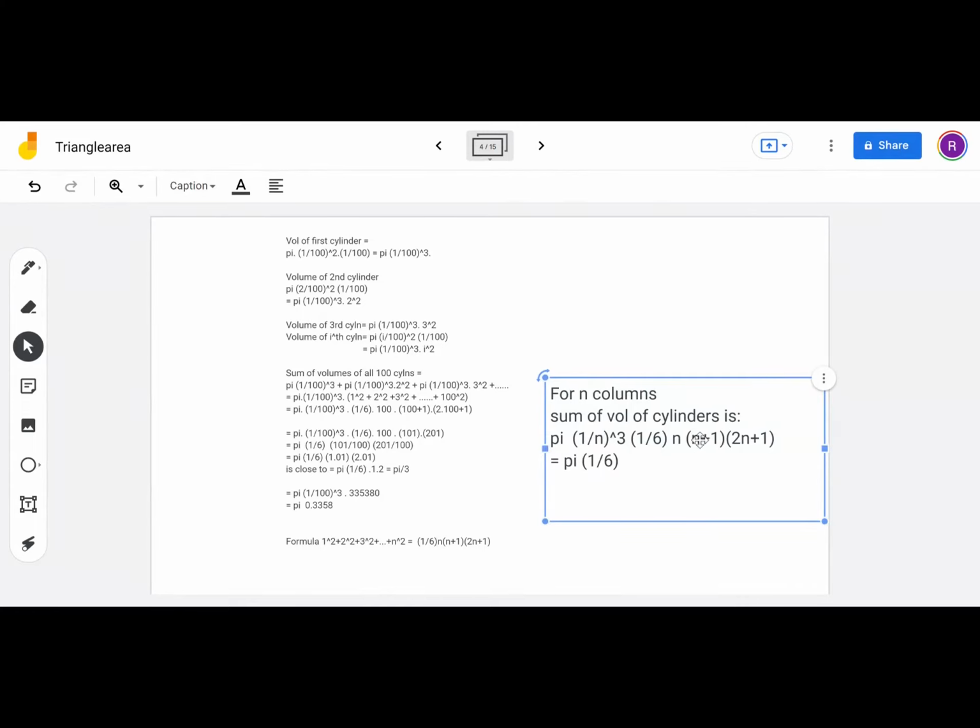So remember, when n was 100, this was 101 by 100. So we're getting 1.01. Correct? So tell me, how will you argue approximately that this is very close to 1 and this is very close to 2 after the cancellation? Think about the 100 case. n plus 1 was 101. 101 divided by 100, so that became 1.01.